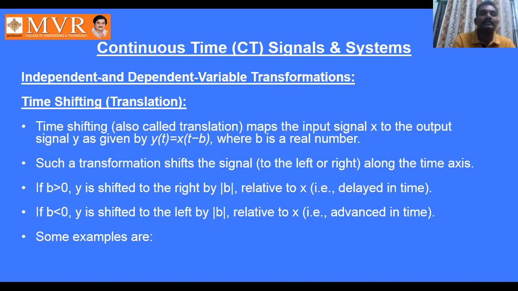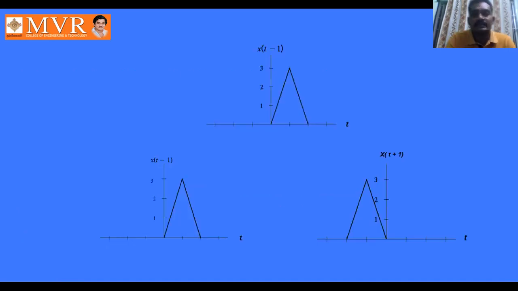Let's see some examples of time shifting or time translation. Suppose we take x of t minus 1 and x of t plus 1. Suppose x of t is this one, then x of t minus 1 is shifted by 1 unit like this. And x of t plus 1 is shifted by 1 unit towards the left side. So these are the examples of time shifting or time translation.